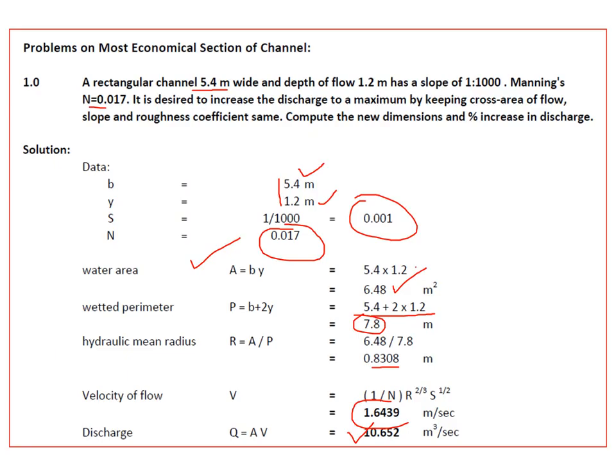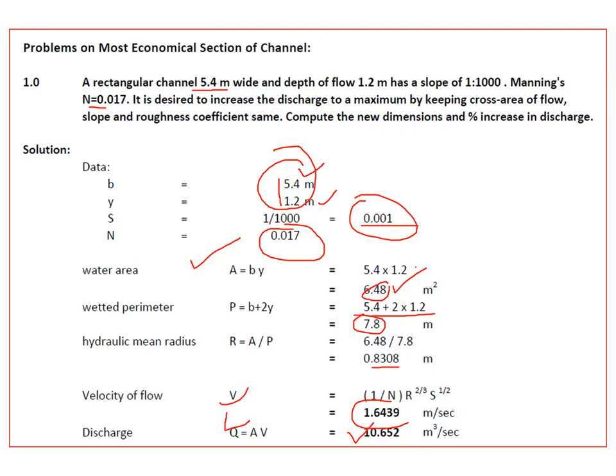Nowhere here have we used the conditions for most economical channel sections, because given the width and y, we are finding various parameters like water area, perimeter, hydraulic mean radius, and then calculating velocity and discharge. Now I want to change this dimension and make it most economical for a given cross-sectional area. So in this case 6.48 meters squared remains constant, the slope remains constant at 0.001, and the roughness coefficient remains constant.